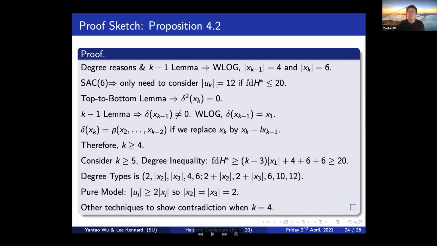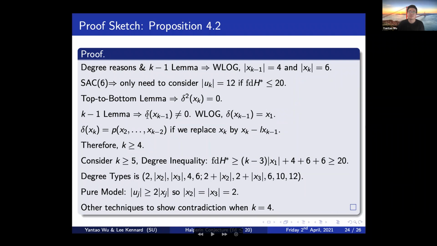But sk has degree 12, which is smaller than 3 times the degree of sk. So that means we can apply the top to bottom lemma. Since there's only one generator in degree 6, the top to bottom lemma fails, which means that delta through sk must be 0. It cannot be rank 1 or rank 2. That's not possible. The only possibility is that delta through sk must be 0.